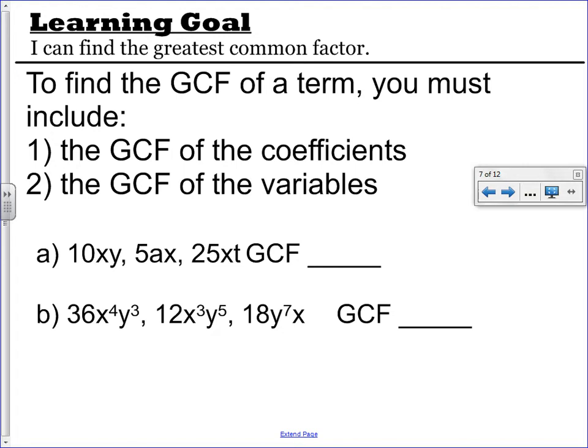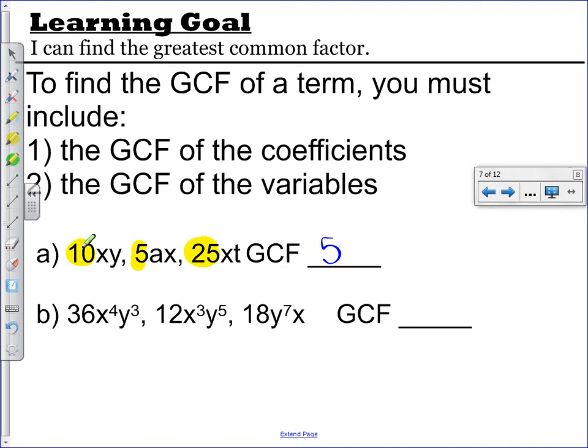I'm going to look just at the coefficients. So my coefficients here are 10, 5, and 25. What is my greatest common factor between 10, 5, and 25? 5. So I'm going to write 5 down. I know it can't be any bigger than my lowest one. So 5, and then 5 divides into 10, 5 divides into 25.